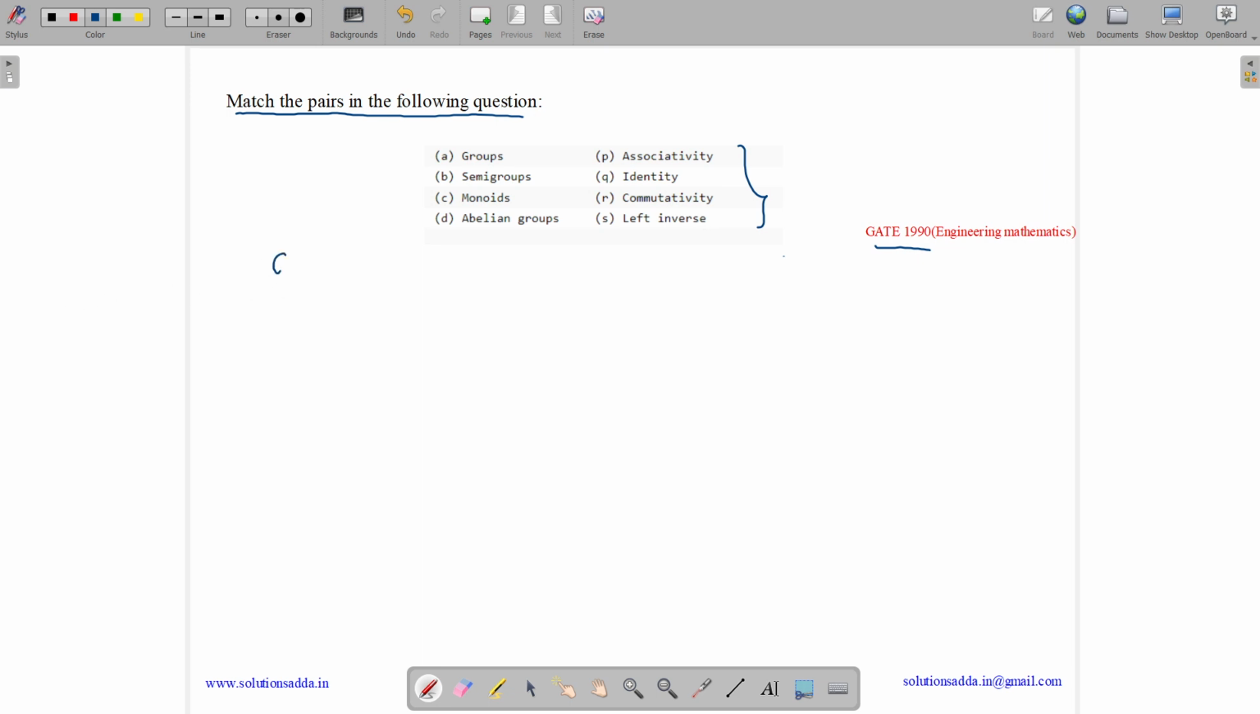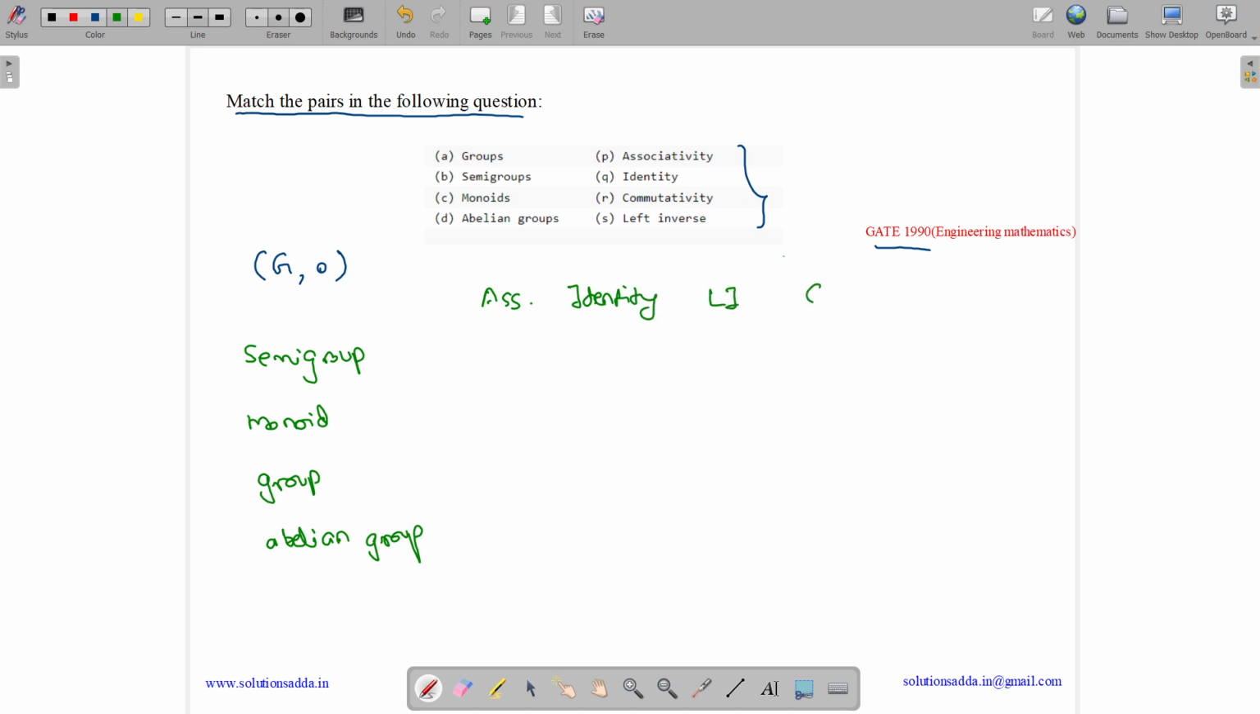Let us suppose we have a group G on the operation this. Then we can make a table like this. It's good if you remember this table. First of all, we will have a semigroup, then we will have a monoid, then we will have a group, then we will have an abelian group, and we will have the properties like associativity, we will have identity, we will have left inverse, we will have commutativity.